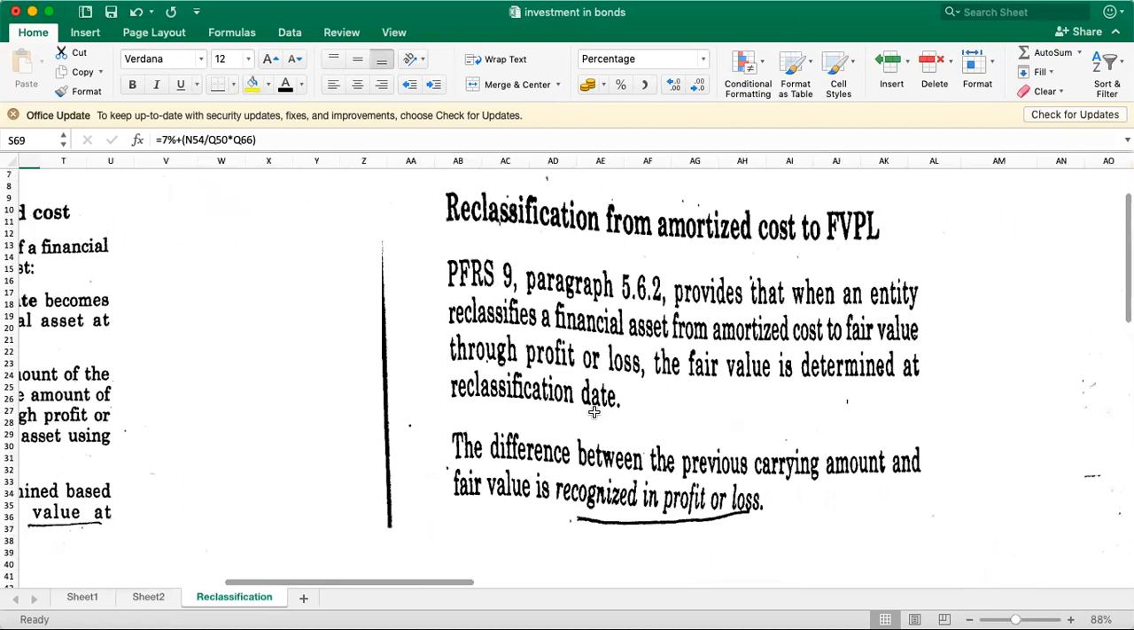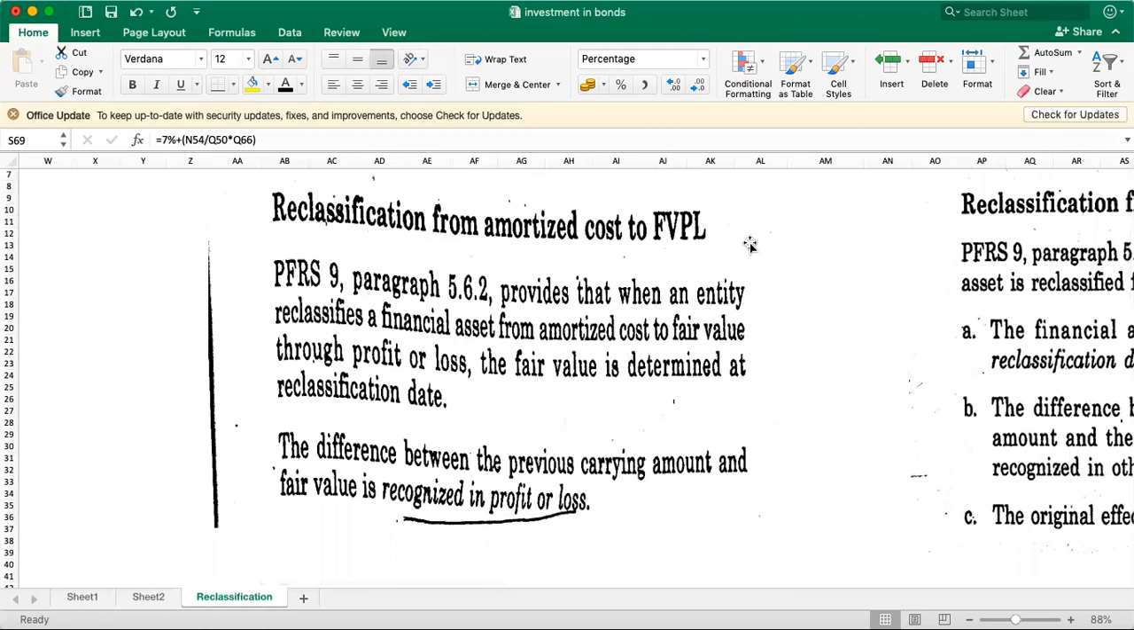The second reclassification, you have the from amortized cost to FVPL. Ito, from complicated to simple. Why? Because, diba, with amortization to without amortization. So, anong gagawin natin if this is the case? So, according to PFRS 9 provides that when an entity reclassifies a financial asset from amortized cost to fair value to profit or loss, the fair value is determined at reclassification date.